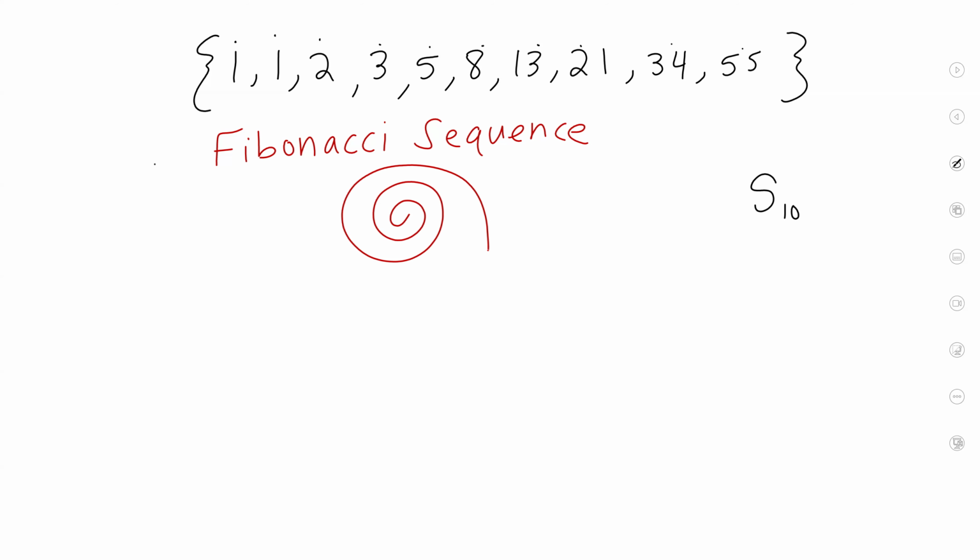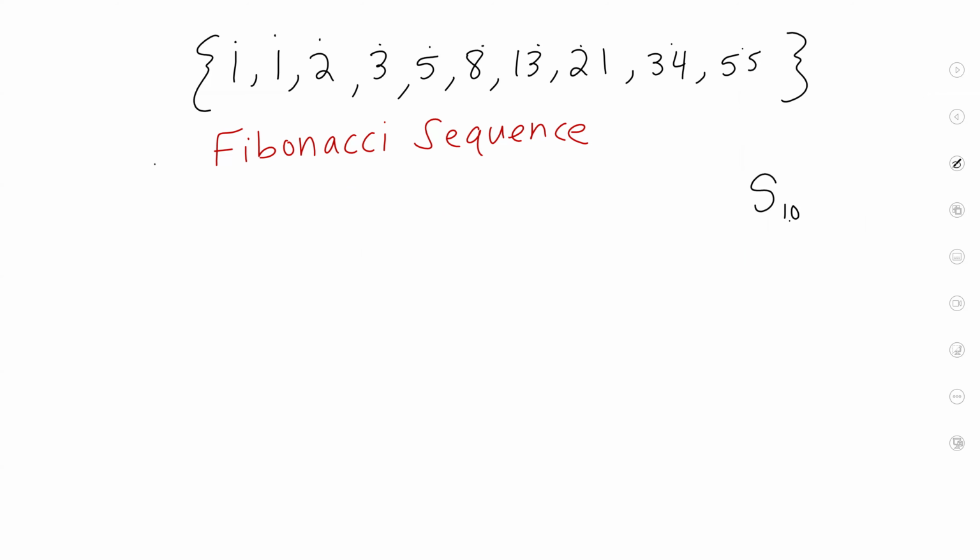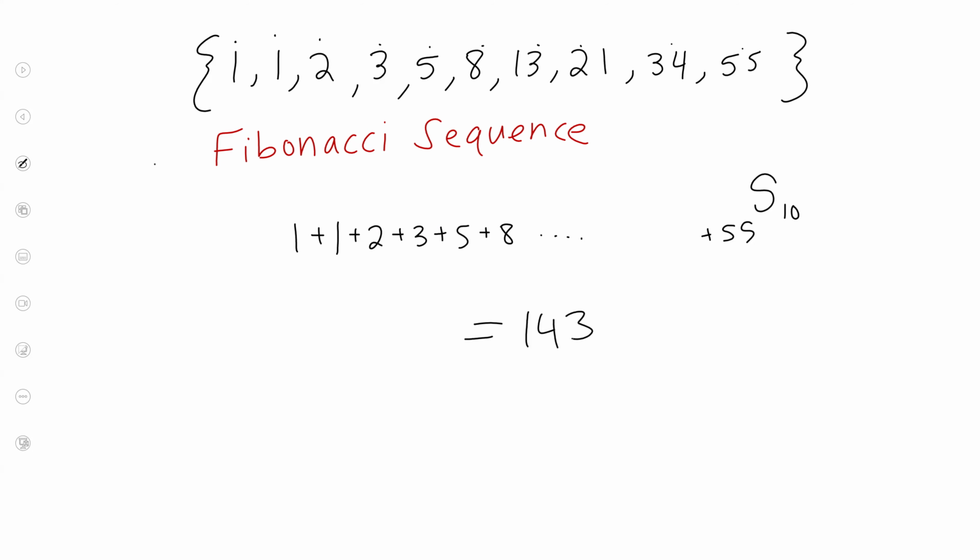It's very interesting. Okay, so the Fibonacci sequence, if you add up the first 10 terms, you do 1 plus 1 plus 2 plus 3 plus 5 plus 8, and so on until you add up to 55. What'd you guys get? 143? Perfect. So you add them all up, you'll get 143.